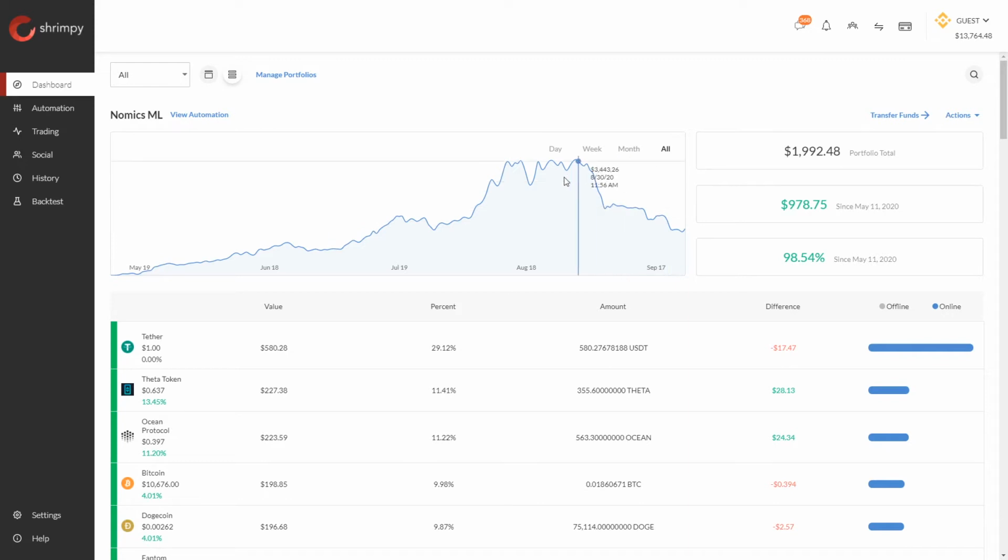As you can see though, we've had performance increases higher than this 100% performance increase. At one point, we reached nearly $3,500 for our portfolio that started at only $1,000. In order to discuss more about the machine learning strategy, let's cut over to Nomics.